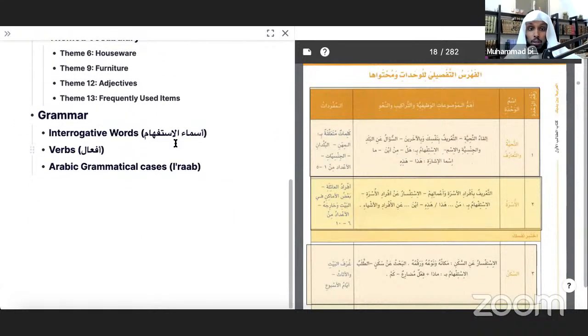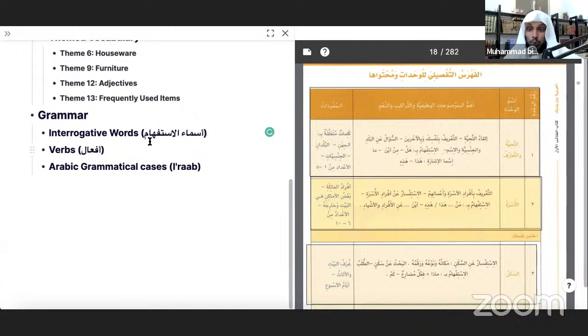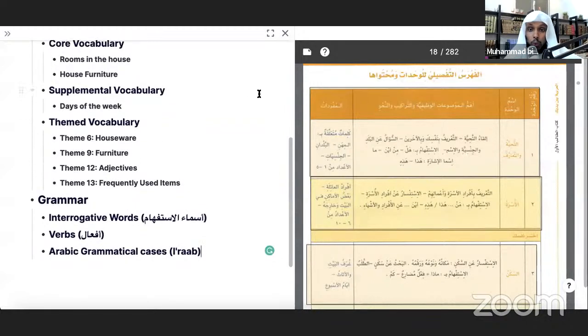In terms of grammar, we are going to learn a few more interrogative words. We're not done with these question words yet. We've done a lot of them so far, but there are still a few left. Today we're going to learn 2 new ones, inshallah. We're also going to talk a bit more about verbs, which we started last week. And today we're going to introduce something that is very fundamental to Arabic: Arabic grammatical cases, also known as i'rab, which some of you might be familiar with, inshallah ta'ala.